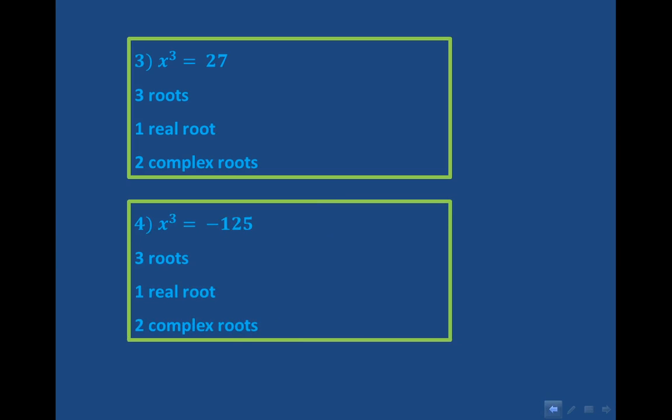Another example, x power 3 equals negative 125. x here has an odd power. The power of x is an odd number, and the result here is a negative value. Therefore, this equation has 3 roots, only 1 real root, and the rest are complex numbers. It has 2 complex roots.